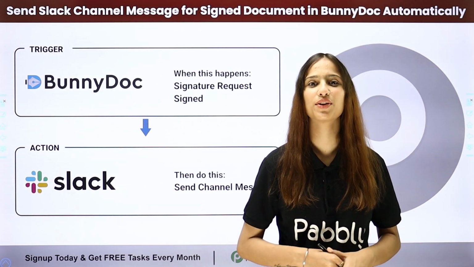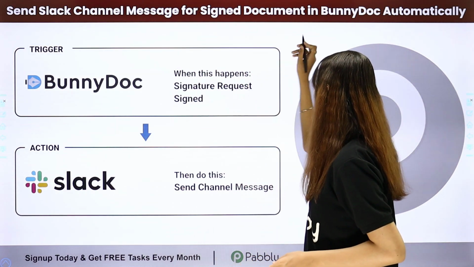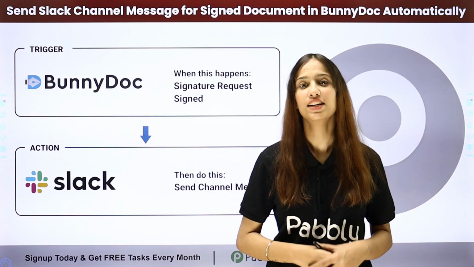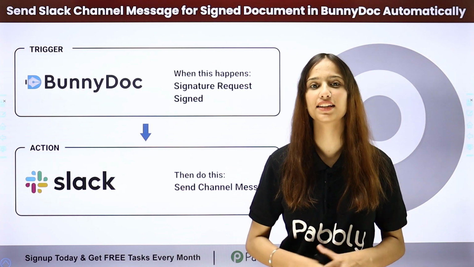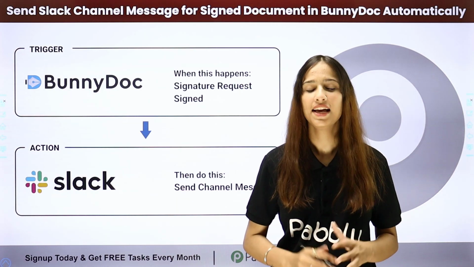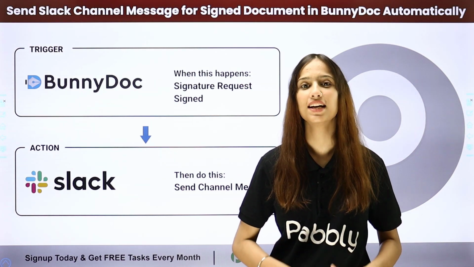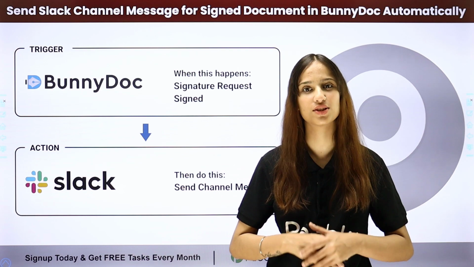So in today's video we are going to understand how to send Slack channel message for signed document in BunnyDoc automatically. So here let's say that I have created a document using BunnyDoc and I've sent that document to my customers. Here my objective is that whenever a customer is going to sign that document, then I want to send a Slack channel message to my team.